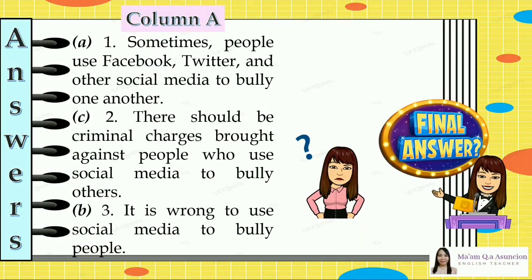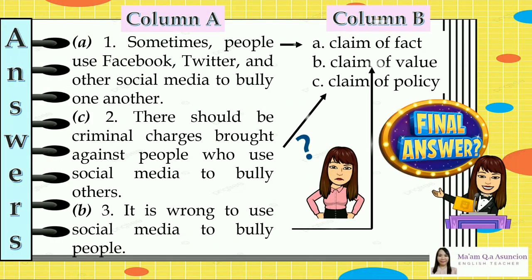Here are the answers. Number 1, letter A, claim of fact. Number 2, letter C, claim of policy. And number 3, letter B, claim of value.